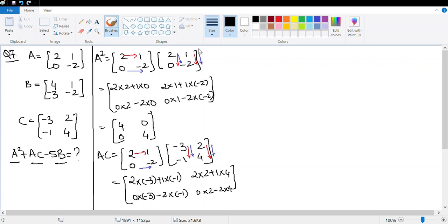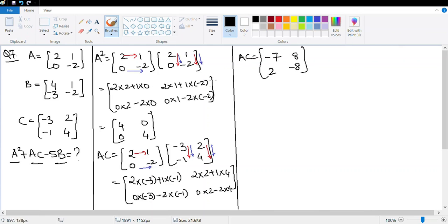So this will be, let me draw a line, easier for me to write. Then the first element, which is AC, will be equal to 2 into negative 3 is negative 6 and negative 1, so it gives me negative 7. Next is 4 plus 4, which gives me 8. This is 0 plus 2, which gives me 2. And then the last term is 0 minus 8, that gives me negative 8. So I have got my second term also, AC.